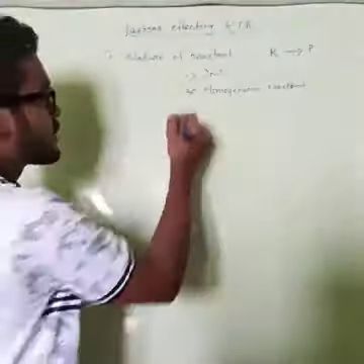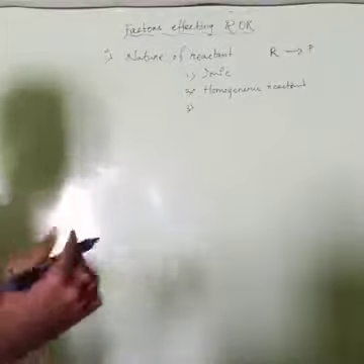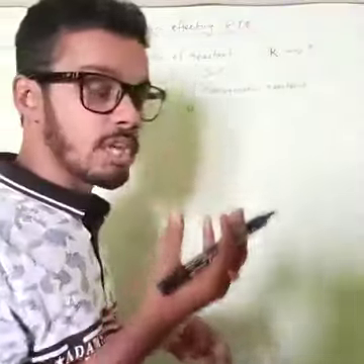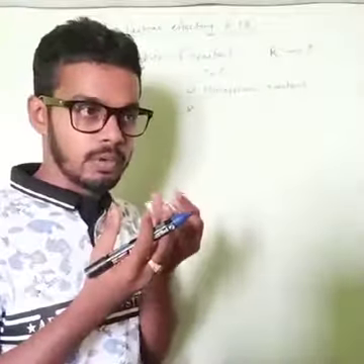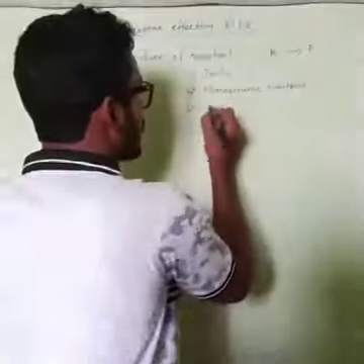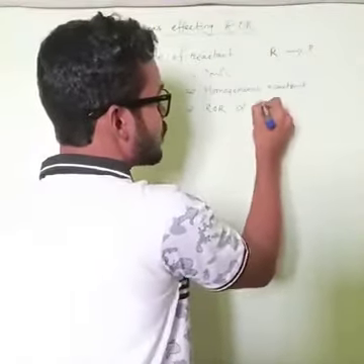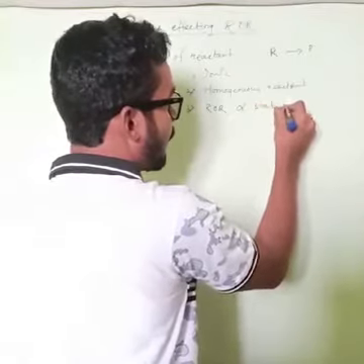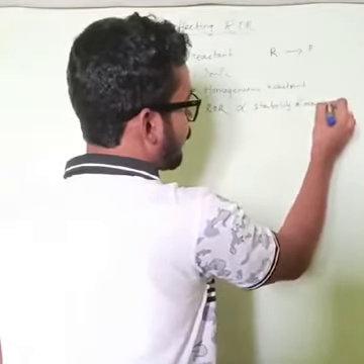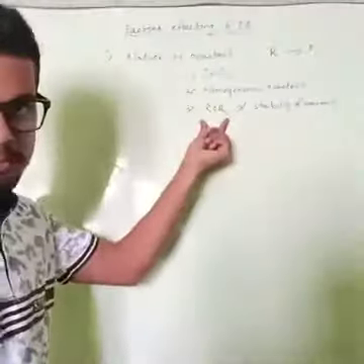And again, the stability. The stability of what? Reactant stability. More unstable reactants react very rapidly. So the rate of reaction is directly proportional to the stability of the reactant. The more the stability, the more the rate of reaction.